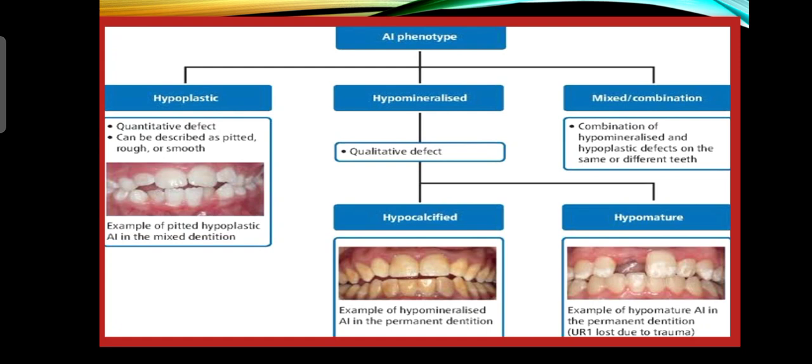In the figure, you can see the coronal areas of the teeth are covered with snow-white flecks in the incisal areas. Now, amelogenesis imperfecta can also present as a combination of hypomineralized and hypoplastic defects on the same or different teeth.